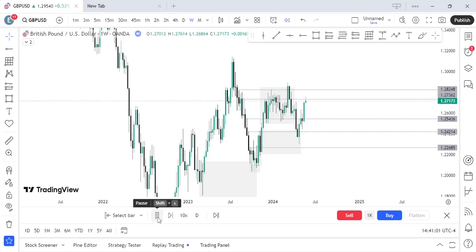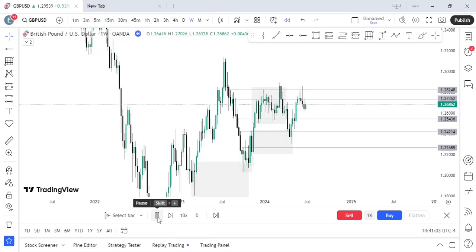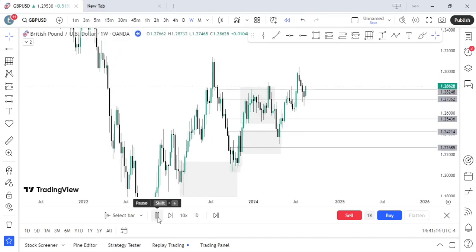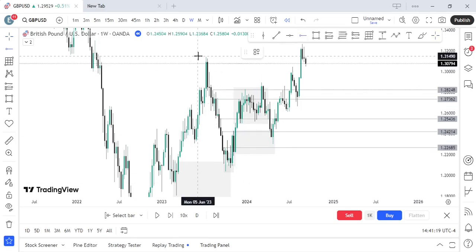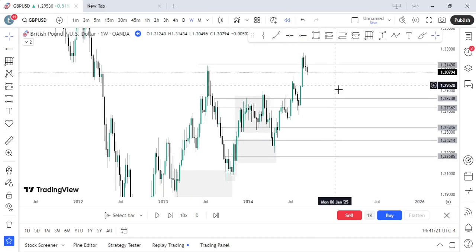So price is going bullish. And as you can see, price has finally tapped the TP. So it's that simple. It's that simple.